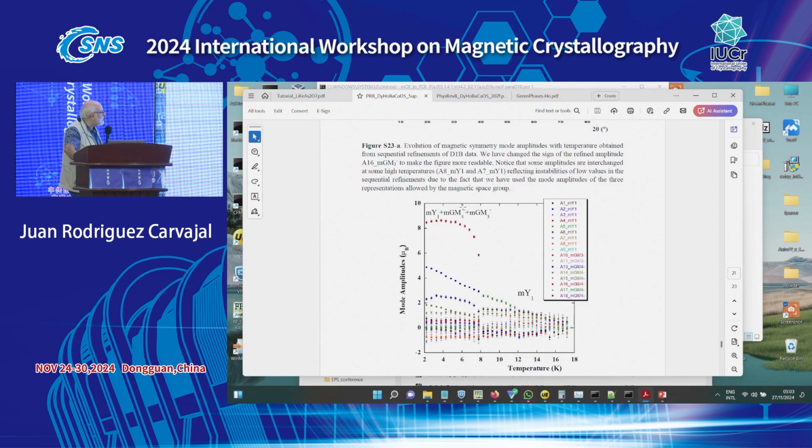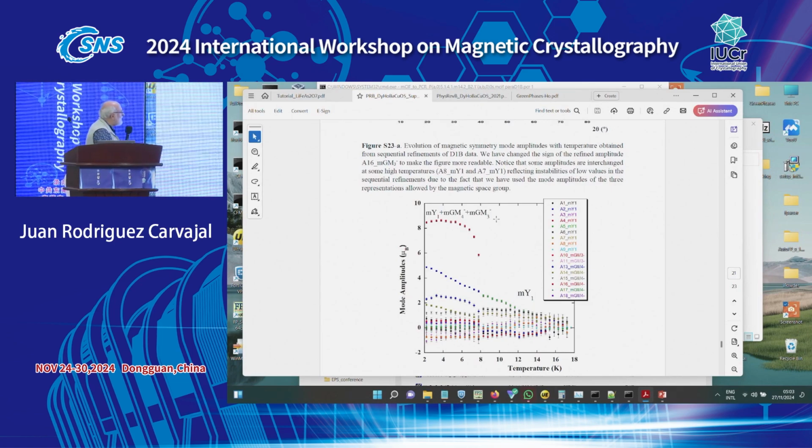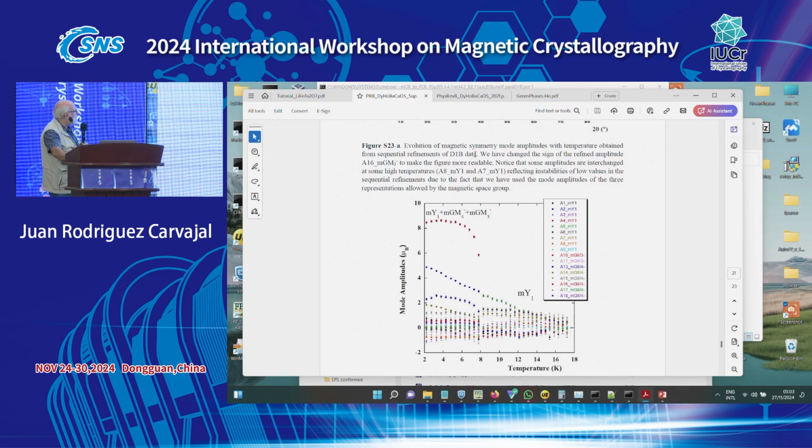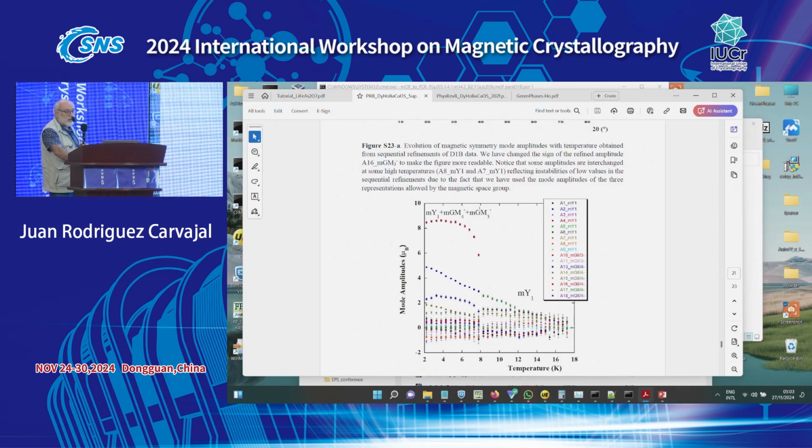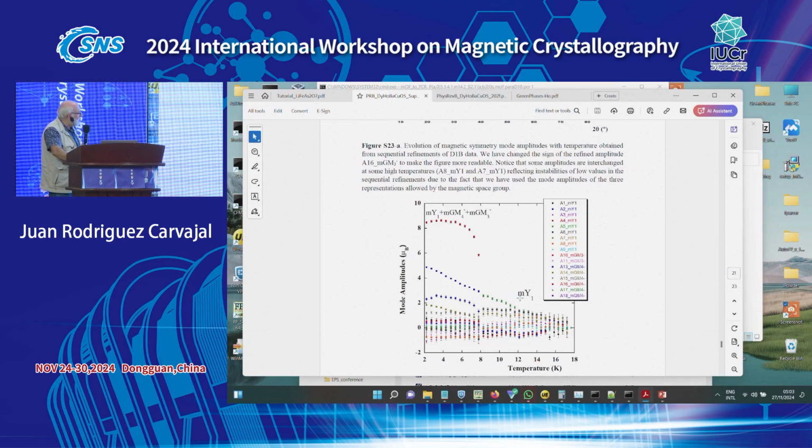MGM4 minus. But you have another one that appears due to the fact that we have symmetry, that was not expected. You do the calculation with these two representations, and this one appears as a consequence of the magnetic space group. And then you see here the different amplitudes that can be refined, and you see how they evolve directly as a function of temperature.